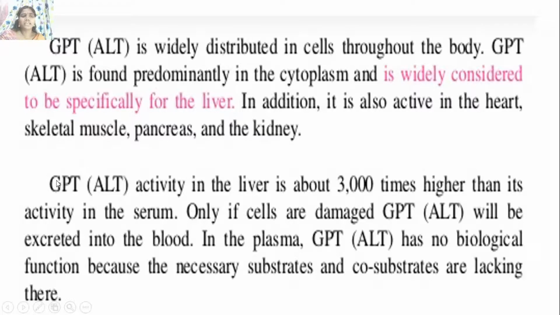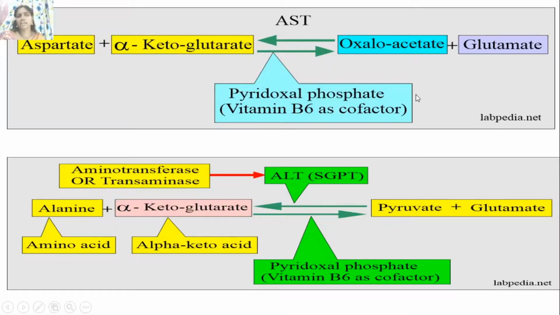ALT, alanine transaminase, activity in the liver is about 3000 times higher than its activity in the serum. Only if the cells are damaged will it be released into the bloodstream. So in the plasma, ALT has no biological function because the necessary substrate and co-substrates are lacking there. This is how they act: aspartate reacts with alpha ketoglutarate to form oxaloacetate and glutamate. It is catalyzed by the enzyme aspartate transaminase.